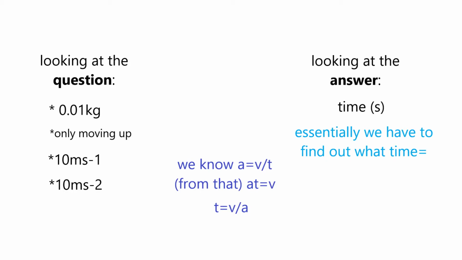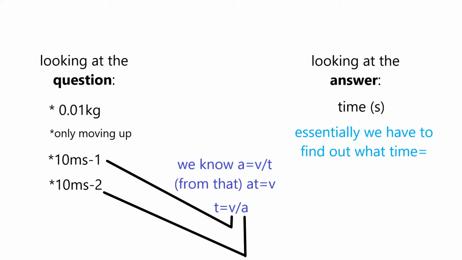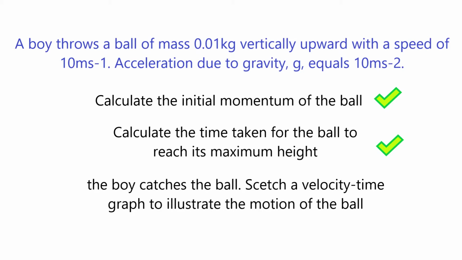So after you say time is equal to velocity over acceleration, you plug in the values and you'd end up with 1 second. Part C of the question says, the boy catches the ball. Sketch a velocity time graph to illustrate the motion of the ball.